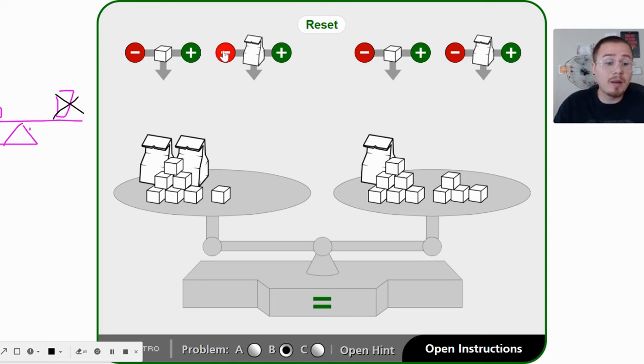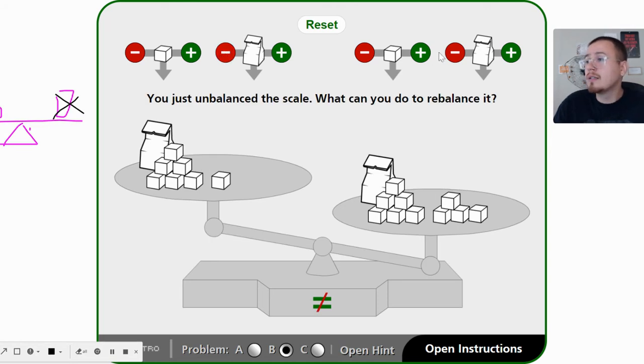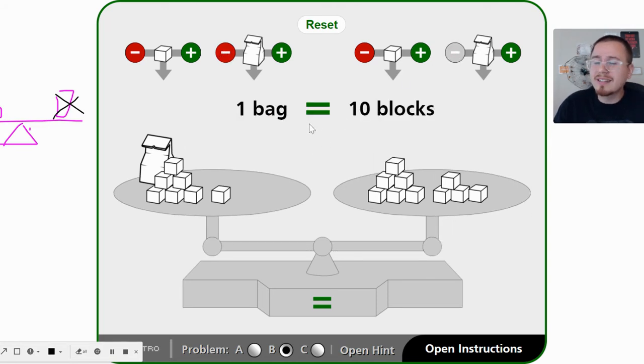I'm going to take away a bag from the other side, says Milka. So I'm going to do that. Great. But does one bag equal 10 blocks? No, because it's a bag and looks like I got 7. So what do I got to do now to get the bag by itself?